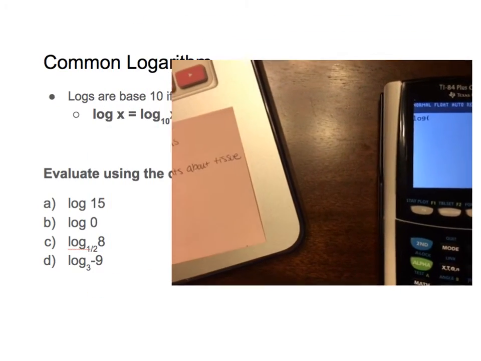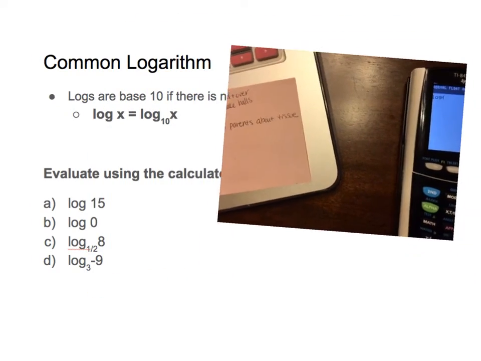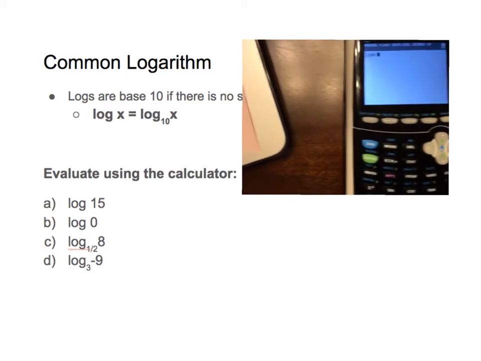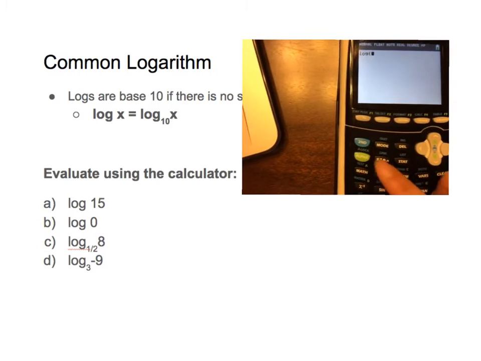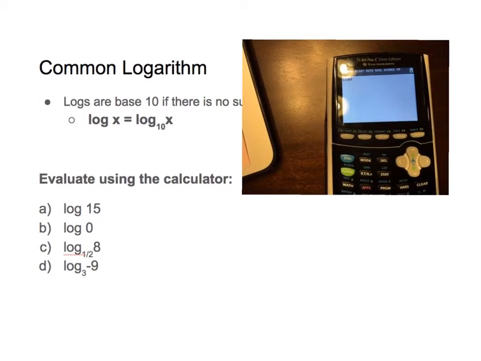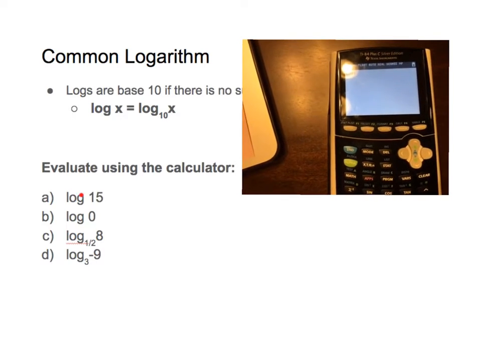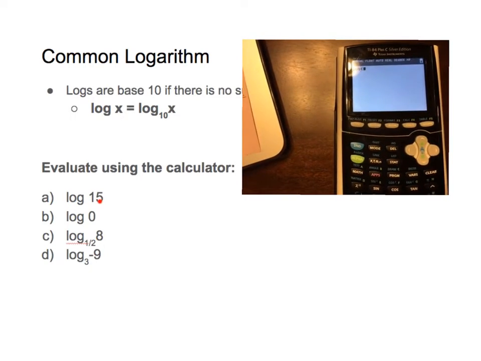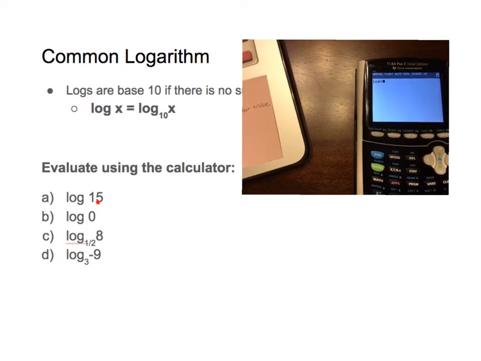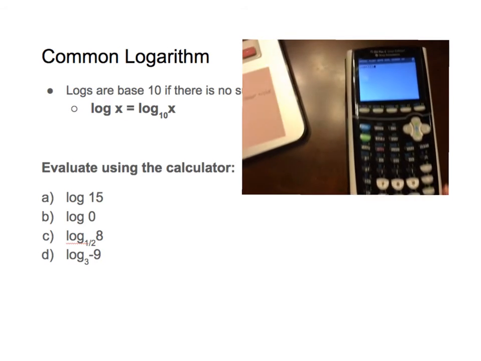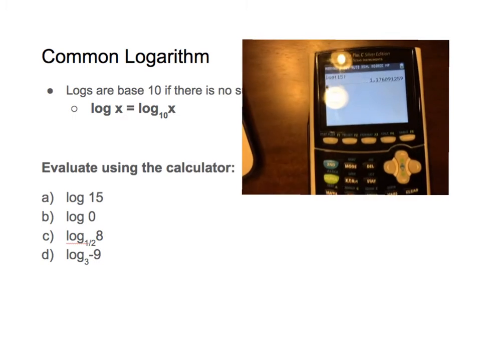So what I'm going to do here is evaluate, and figure out the values for like the first one here. Let me make this smaller. There we go. I can grab my pointer. So we're looking for log 15 here. I'm going to type that in my calculator: log 15, close parentheses. I'm going to hit enter and get a value.